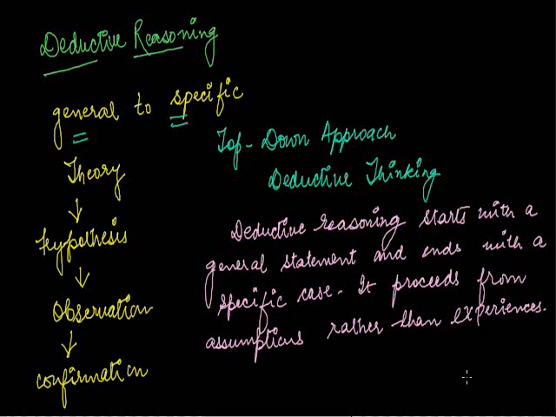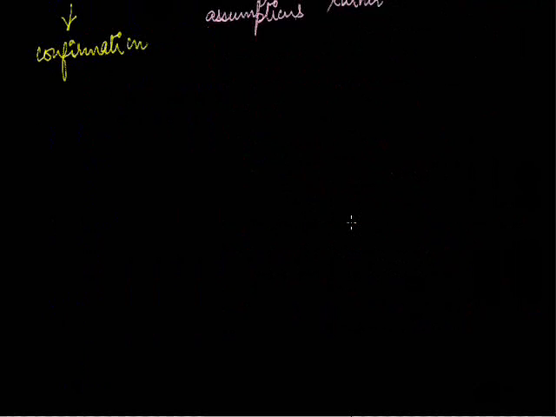So it is a top-down approach, which is deductive thinking. Over here we are trying to confirm the theory. First we have the theory, then we have hypothesis, then on the basis of the observations we confirm that the theory which we started with is a correct theory. So deductive reasoning starts with a general statement and ends with a specific case. It proceeds from assumptions rather than experiences. So this is what is known as deductive reasoning. Now we'll start with inductive reasoning.